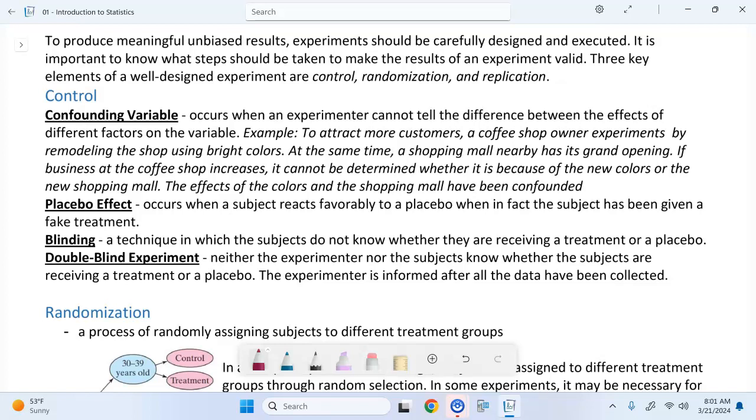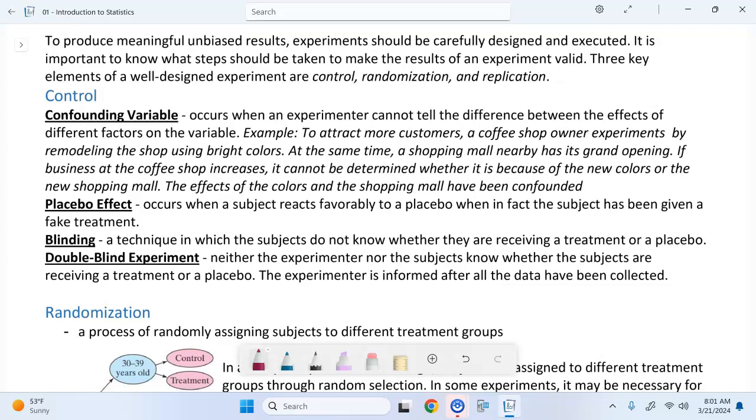Placebo effect. Interesting and common. The human body is strange. And so people can receive a placebo, they think they're getting the real medicine, so they get better, even though they were given a fake treatment. The placebo effect. Now, some ways to counteract and help in control is a process known as blinding.